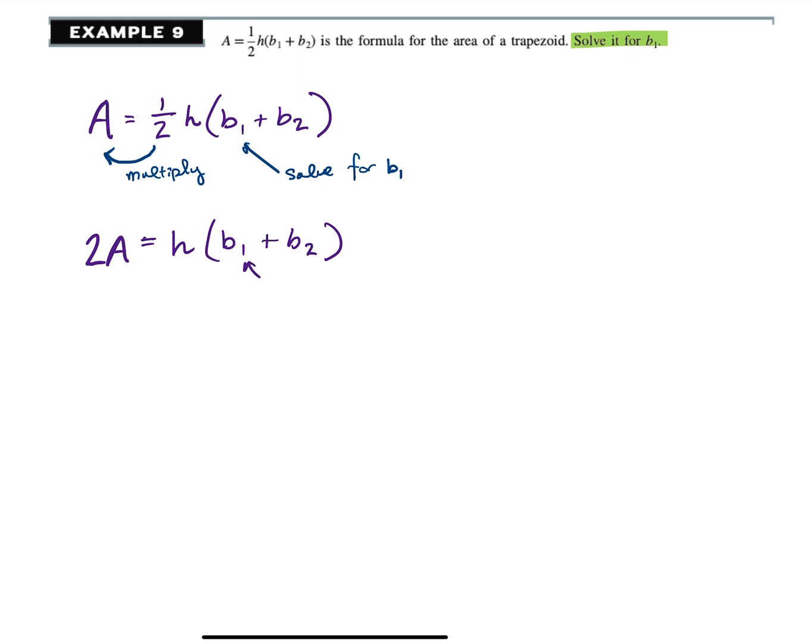So these are just little labels. This isn't like 2B, it's just like giving it a name. That's why they put it as a little subscript, this small number next to the letter. So now this is being multiplied by H on the right side. So let's cancel it by dividing both sides by H. So these will cancel. And then on the left side, we have 2 times A over H. And then on the right, we can drop the parentheses. We'll just have B1 plus B2.